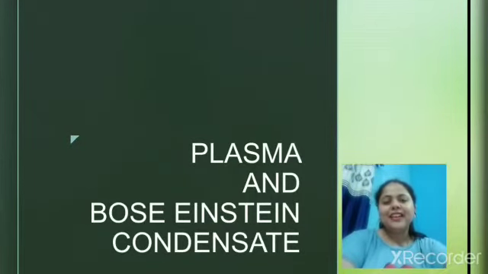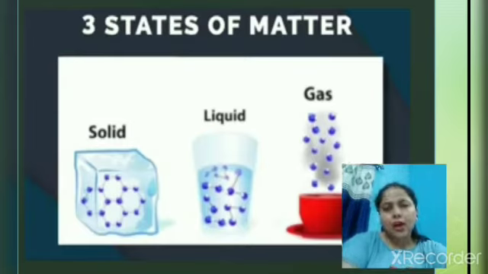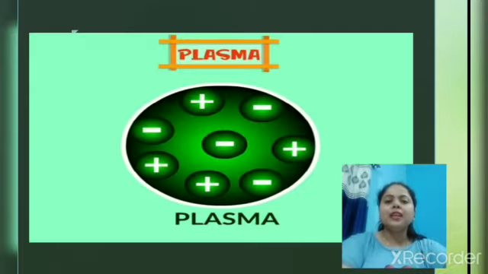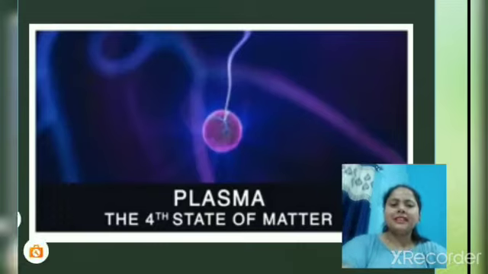Hello everyone. Today in this session we are going to read about plasma and Bose-Einstein condensate. Normally we talk about three states of matter, that is solid, liquid and gas, about which we have studied in detail in our previous videos. Today I am going to tell you about plasma, which is the fourth state of matter. You will be surprised to know that plasma is the most common state of matter in the whole universe.